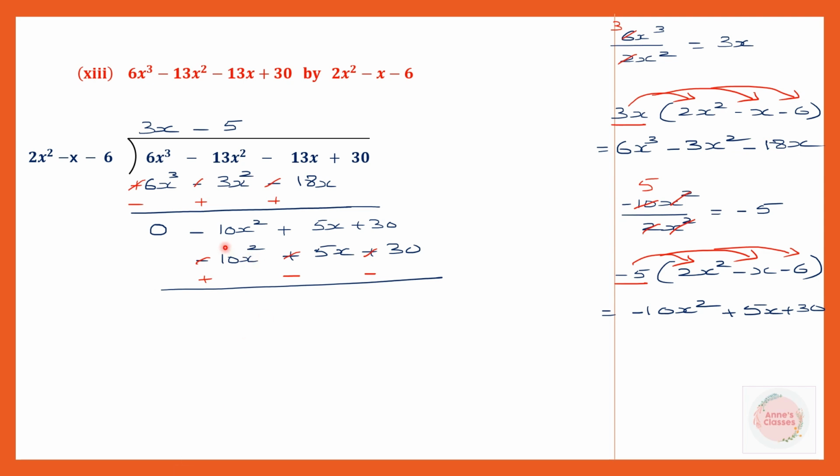Now here minus 10 plus 10 is 0. So this will get cancelled. So it's 0. Similarly here also plus 5 minus 5 will get cancelled. 0. And here also plus 30 minus 30 will get cancelled. So now our quotient is our answer, that is 3x minus 5. So let's write down our answer, 3x minus 5. This is our final answer.